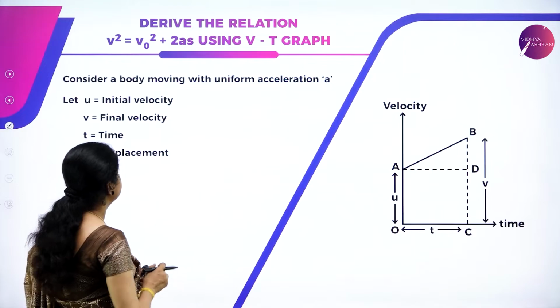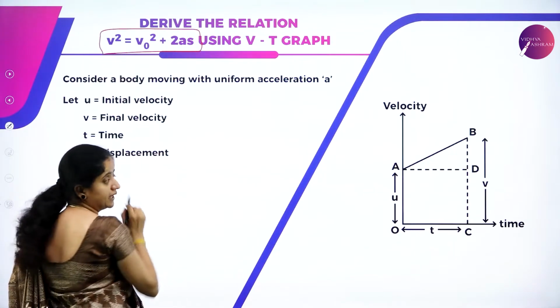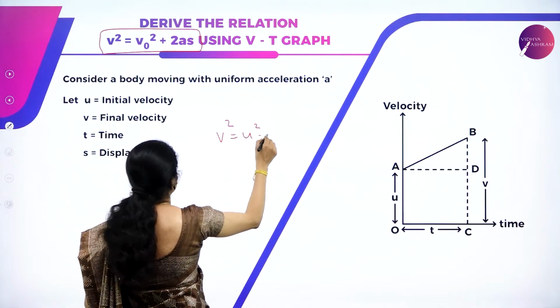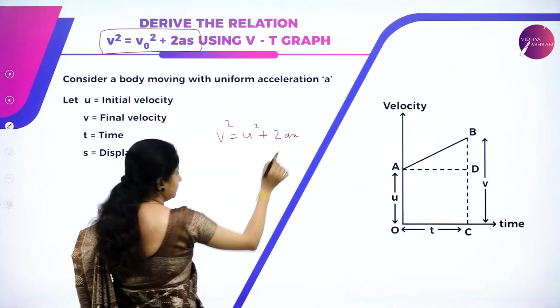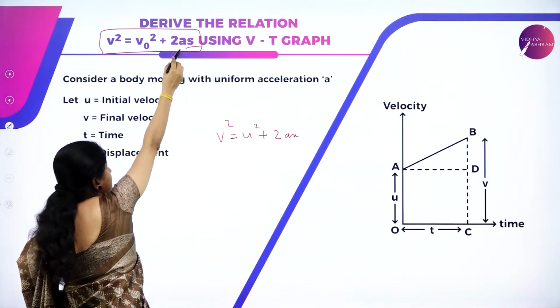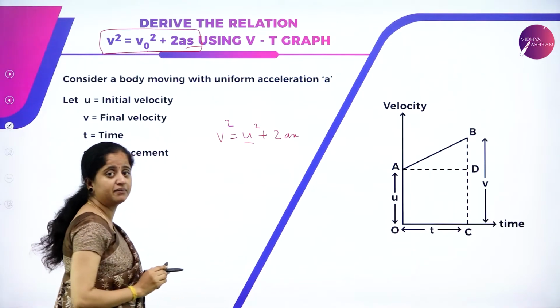So next we have to derive the relation V square is equal to V naught square plus 2AS. This can also be asked as V square is equal to U square plus 2AX, where x is the displacement, and here s is also the displacement, a is the acceleration, v naught is nothing but the initial velocity, which can also be defined by u.